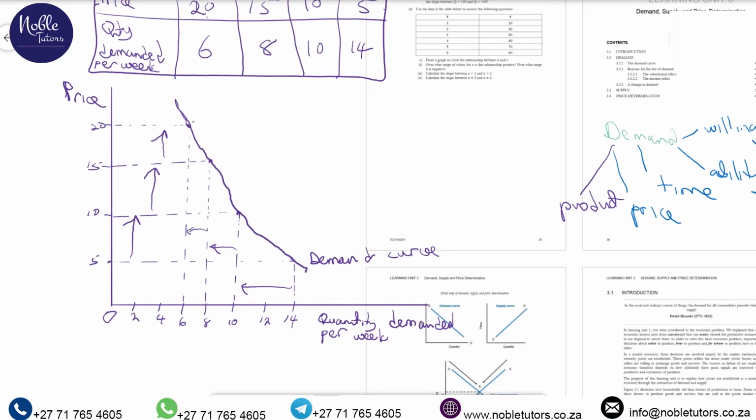So this is a positive sign, increase. This is a negative sign, decrease. That's inverse relationship. As one variable is increasing, which is price in this case, another variable, which is quantity demanded, is decreasing. This is how the demand curve is derived or drawn.